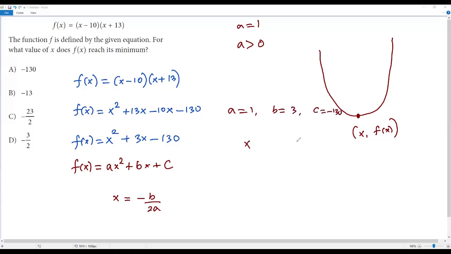Okay, now let's find the x-coordinate of the vertex, that is x equals negative b over 2a. The value of b is 3 and 2 times the value of a is 2 times 1. So then x equals negative 3 over 2. So the x-coordinate of the vertex has to be negative 3 over 2. When x is equal to negative 3 over 2, f of x gets its minimum value, that's at the vertex. So the value of x for which f of x is minimum is negative 3 over 2. We find negative 3 over 2 in option D. So the correct answer choice for this one is option D.